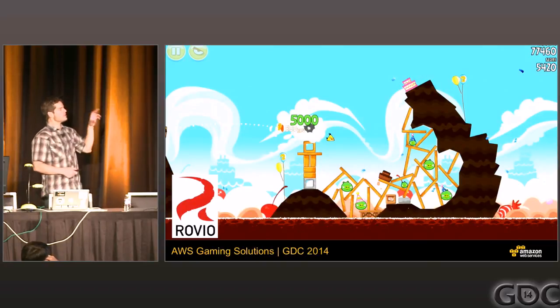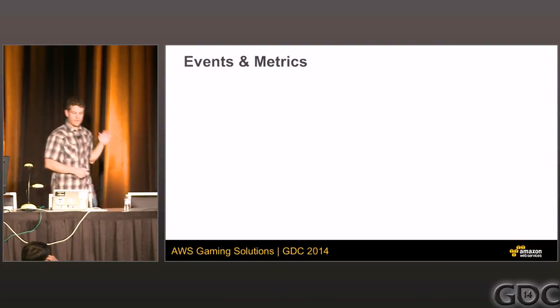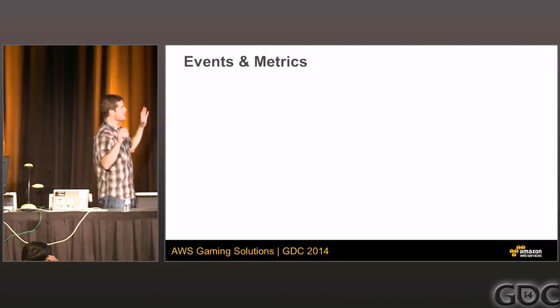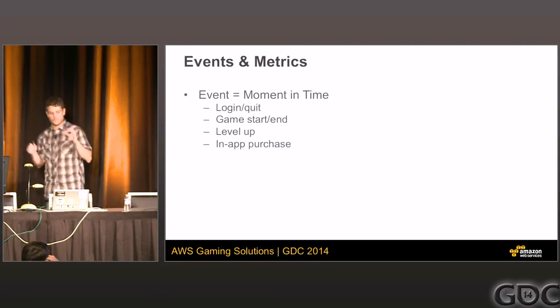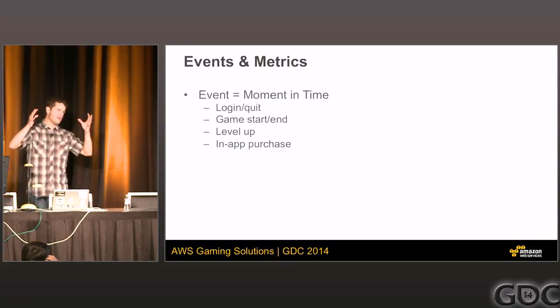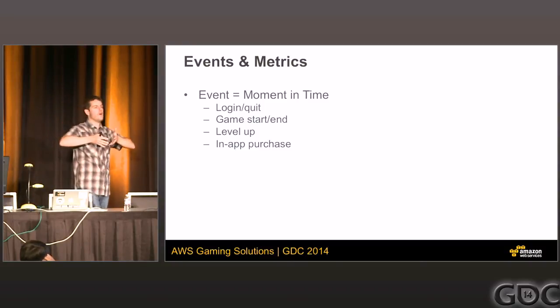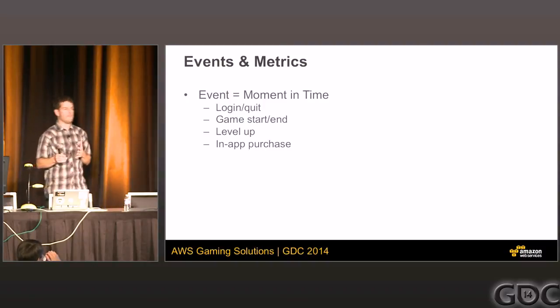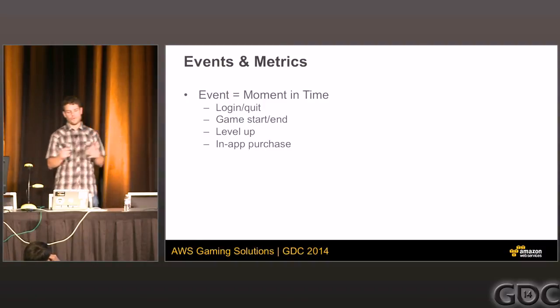So what are some of the strategies that these guys use? Again, on the terminology thing, I want to actually spell out a little bit of terminology. First off, an event is a moment in time, right? An event is what's happening right now. And an event is typically correlated with some kind of game event. They're logging in, they're starting a game, they're quitting a game, they made a purchase, et cetera.